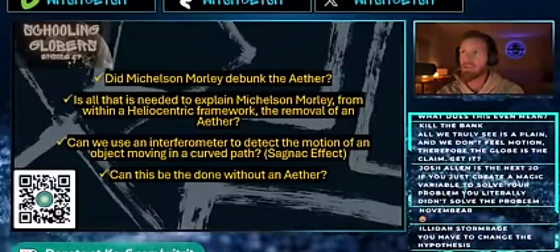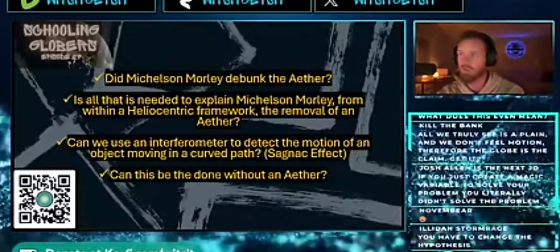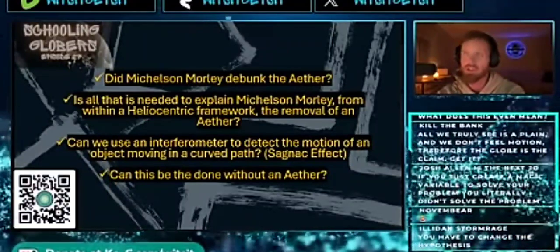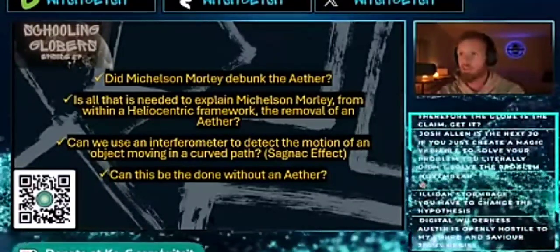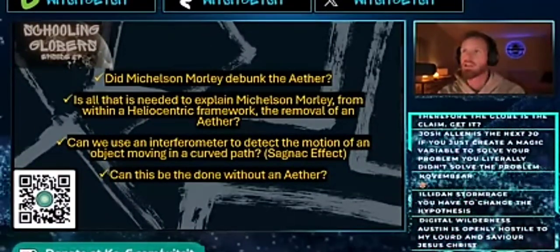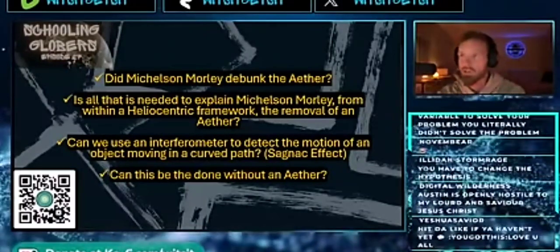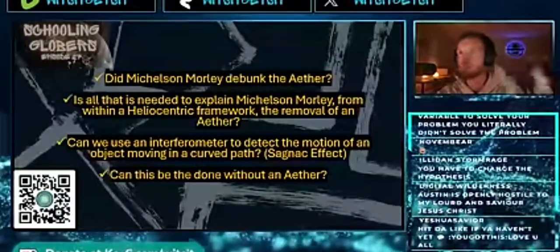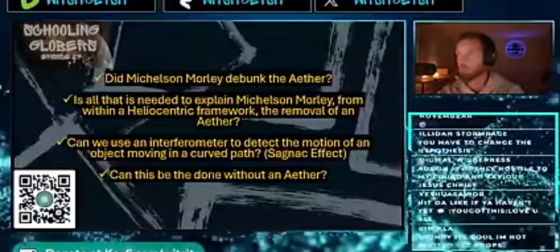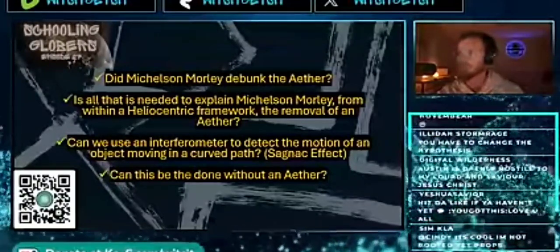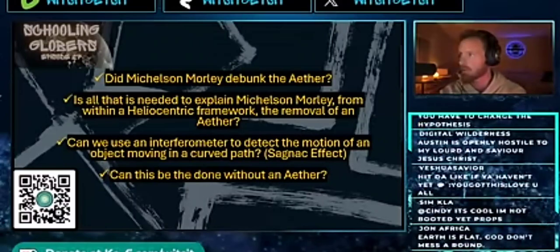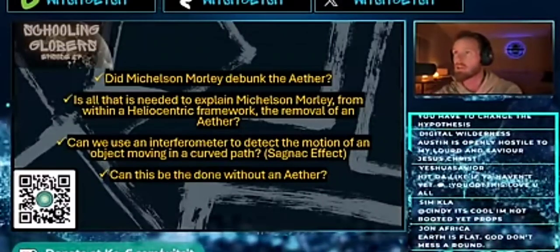And you guys also claim that we detect the rotation of the Earth with a gyroscope, which means for a heliocentric proponent, you would have to say yes. You would have to say, can we use an interferometer to detect the motion of an object moving in a curved path? Yes, we do that with ring laser gyros. It supposedly detects the rotation of the Earth. Can that be done without an ether?